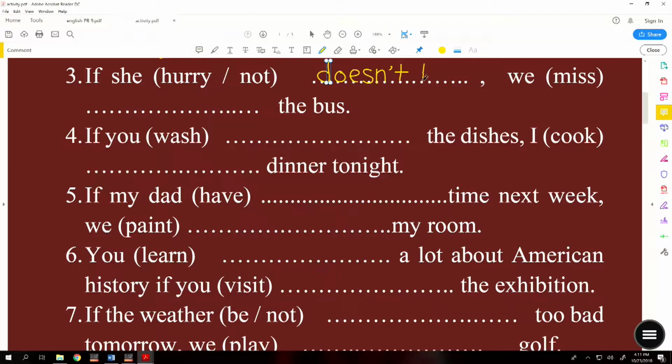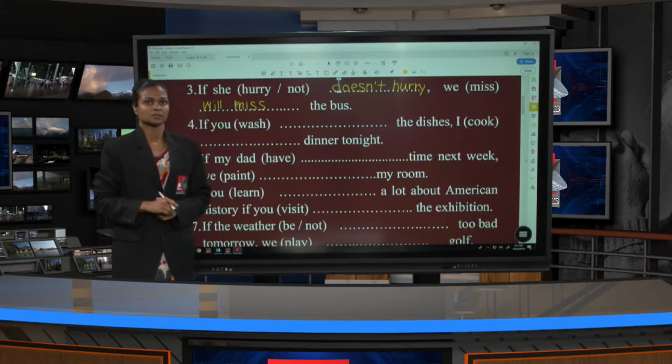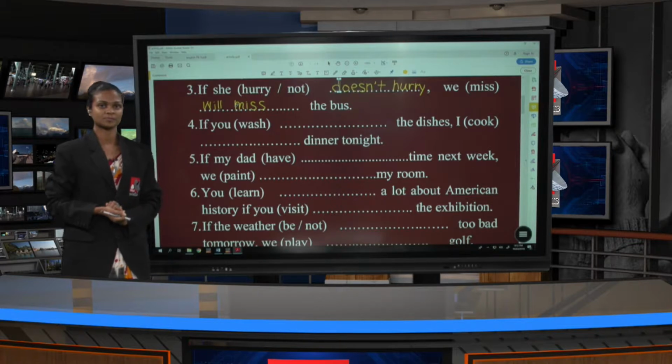If she doesn't hurry, we will miss the bus. We will miss the bus. Right. We will move to the fourth one.